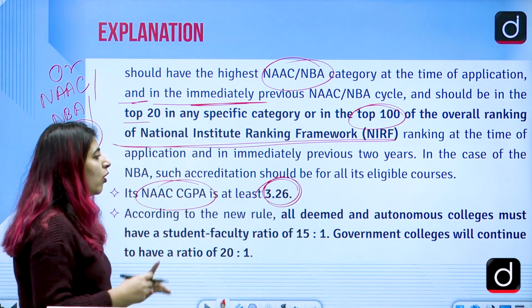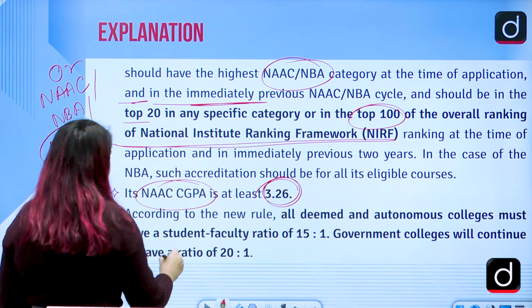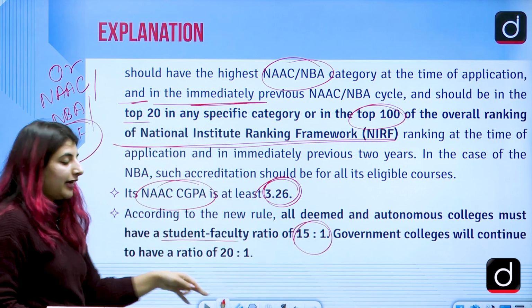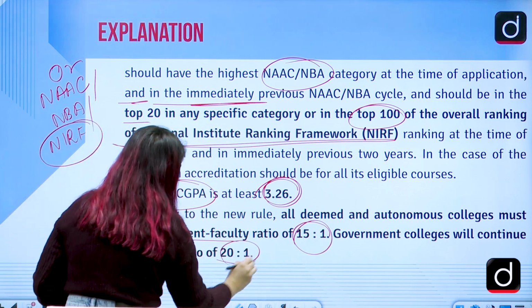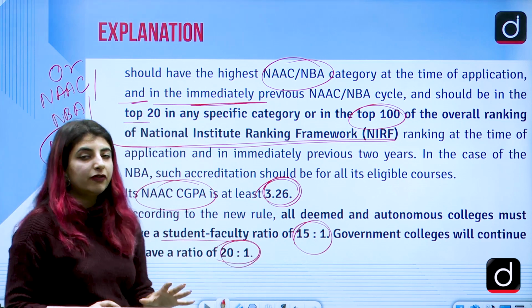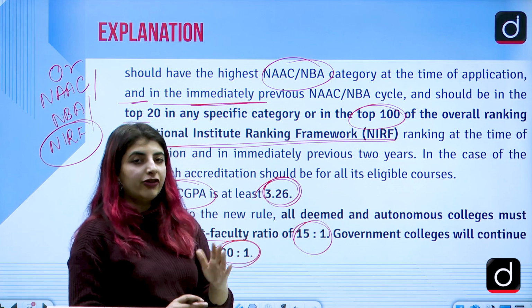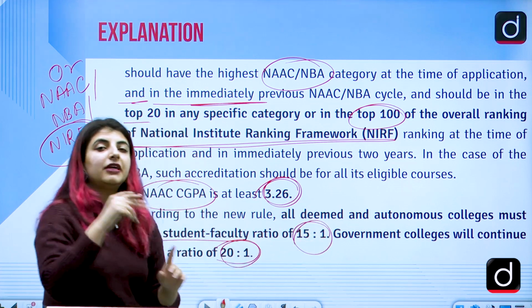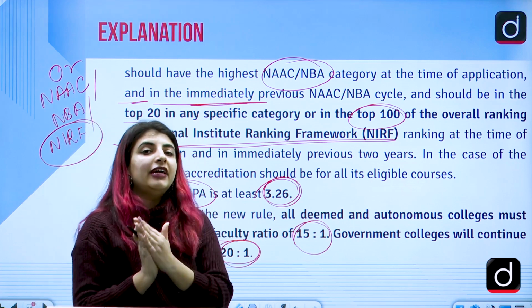According to the new rule, all deemed and autonomous colleges must have a student faculty ratio of 15 to 1. But government colleges should have a ratio of 20 to 1. This is an important piece of information which was not provided in the question. So 15 to 1 in all the deemed and autonomous colleges, but in the government colleges it is 20 to 1.